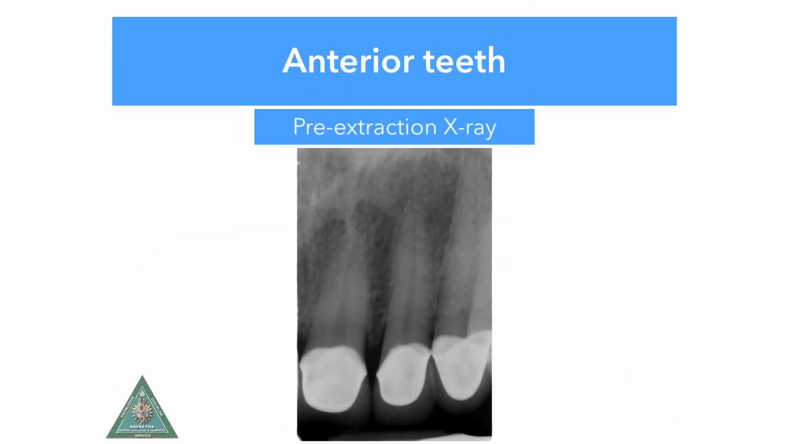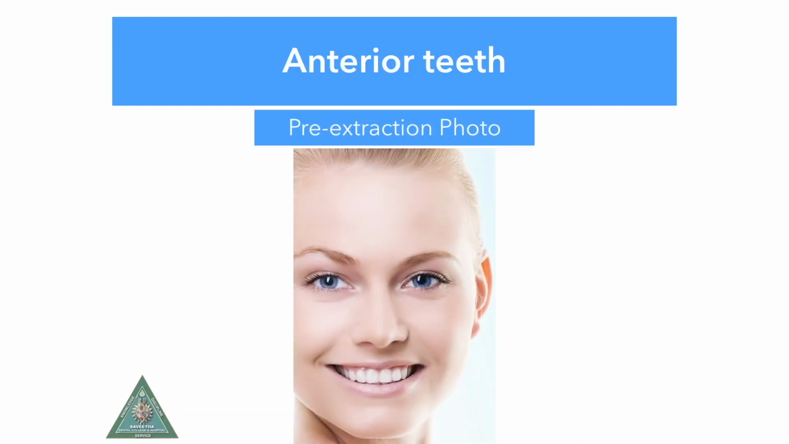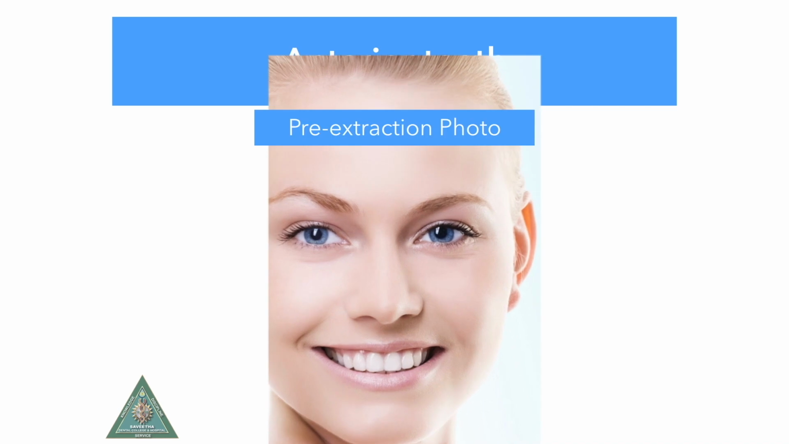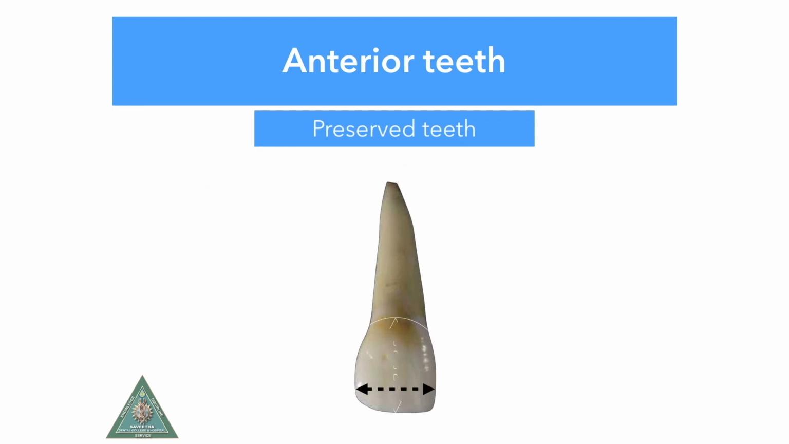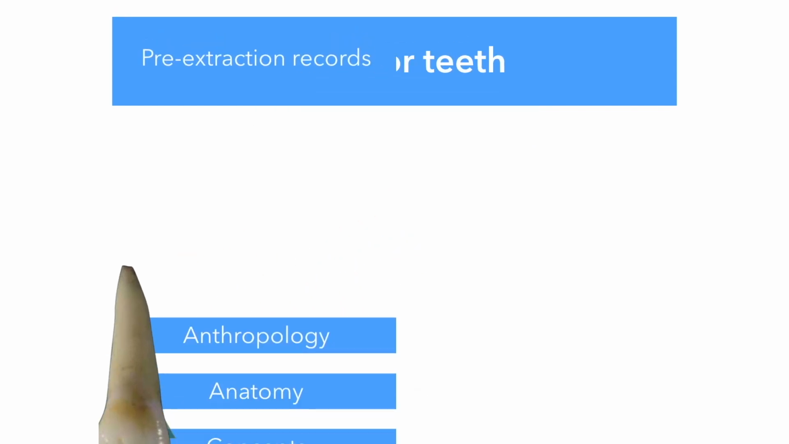You can use X-rays, but they're not very accurate since they're prone to magnification errors. You can use pre-extraction photographs. The only thing is you need to make life-size images before extracting the tooth. Or you can use the preserved extracted teeth. You can check the size and shape of the tooth, but not the color of the tooth.